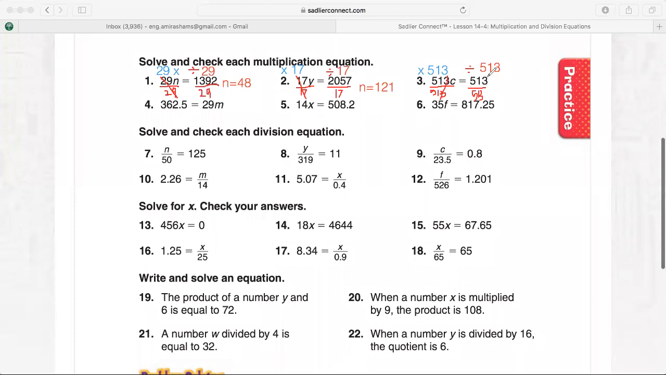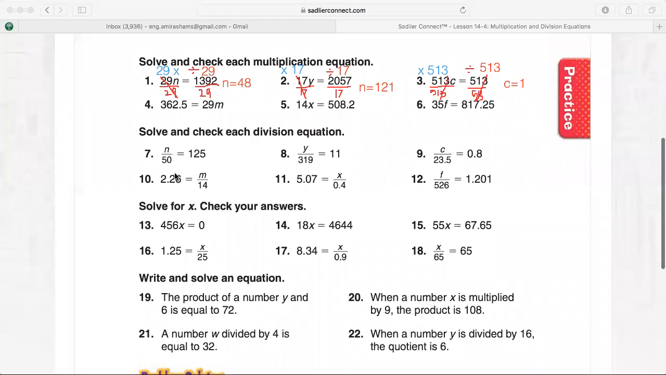Okay. What about the other side? 513 divided by 513 is equal to what? 1. Yes. Excellent, Lamar. So C is equal to 1. Because when I divide any number by itself, it is equal to 1.